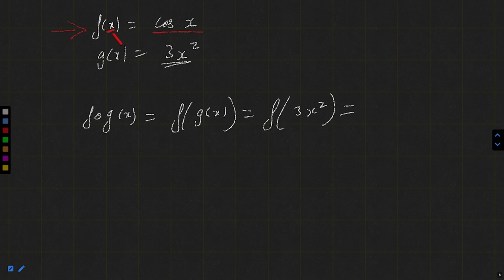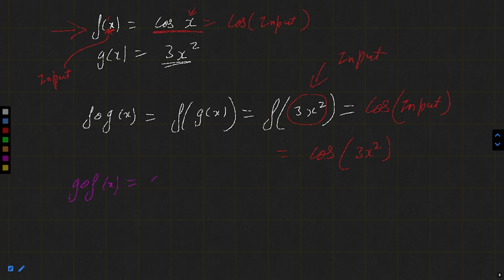So whatever the input given as x, the output will always be the cos of input. As you can see, here input is what? X. So output is cos of input. So here input is this input. So this means my output will be cos of input, cos of input means cos 3x square. Okay. Now what about gof?